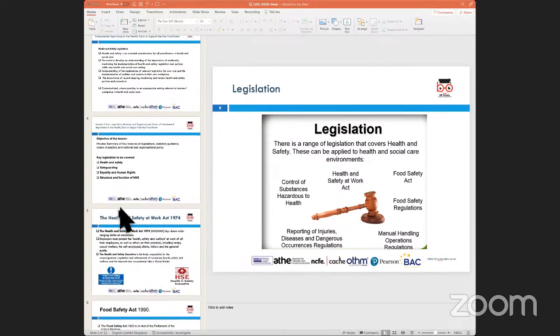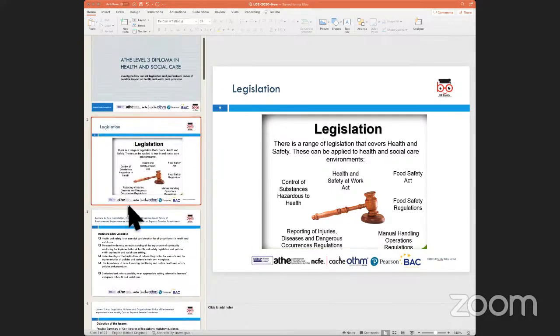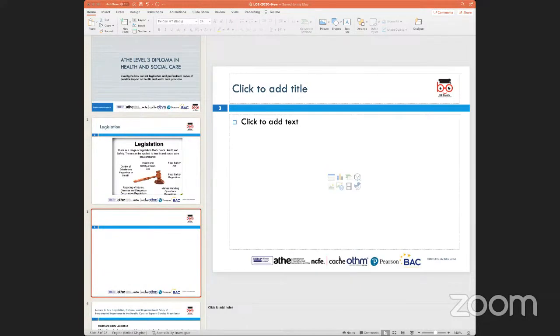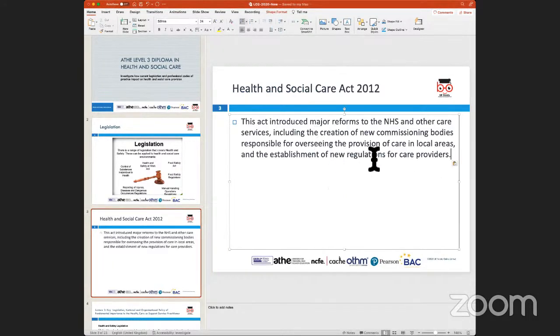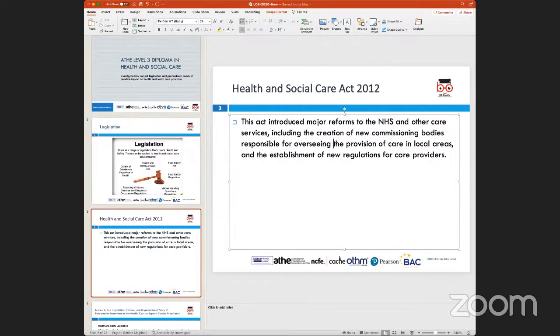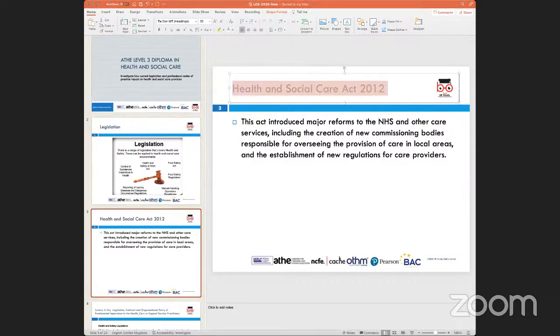So let's start with the Health and Social Care Act of 2012. This is the first one that we want to look at, because we want to understand why this was introduced, and why it is very important as far as understanding this bit of legislation is concerned. So when we look at the Health and Social Care Act in particular, we are talking about an act which gives us a very good understanding of how health and social care services are essentially delivered to members of the public.